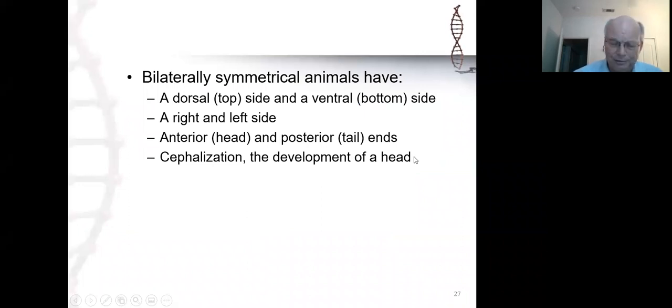And with the bilaterals, we also recognize that there are three axes. We've talked about these before. So the anterior to posterior, head to tail, dorsal ventral, top to bottom or back to front, and then left and right. And it's in fact the symmetry around the anterior to posterior axis, in other words, the left-right symmetry, that is being referred to when we talk about bilateral symmetry.